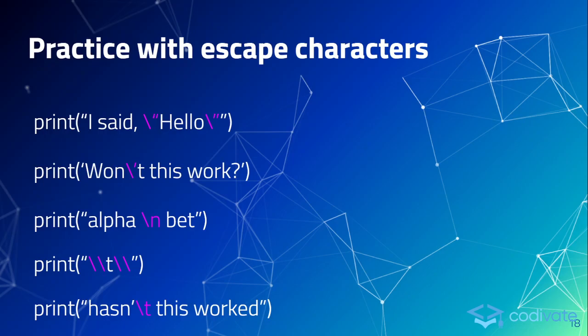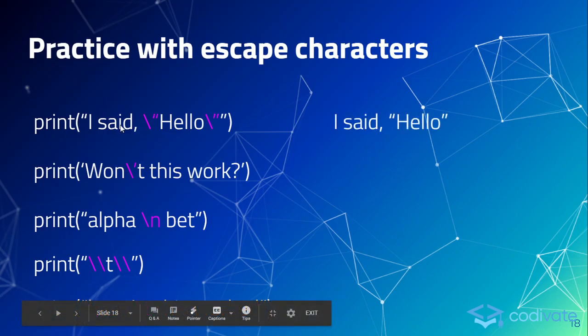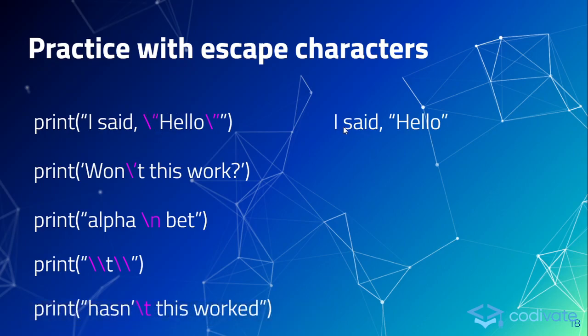Alright. So for the first one, our main string is in double quotes, and we use the escape character for double quotes around hello. This is why the rest of the string prints as usual, I said, comma, and then for the escape character for the double quotes, we get just the double quotes. The escape character does not print because we're escaping from the literal printing. For the second one, it's a similar thing, but now it's single quotes instead of double quotes.